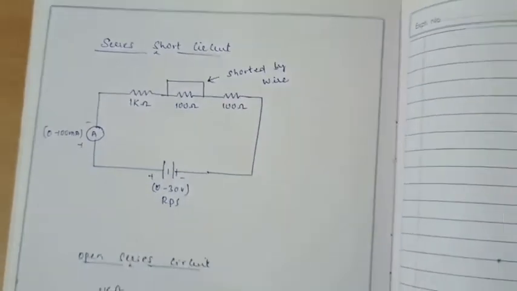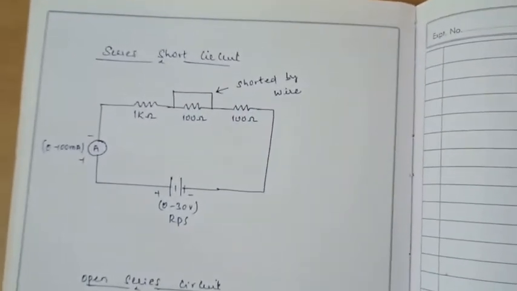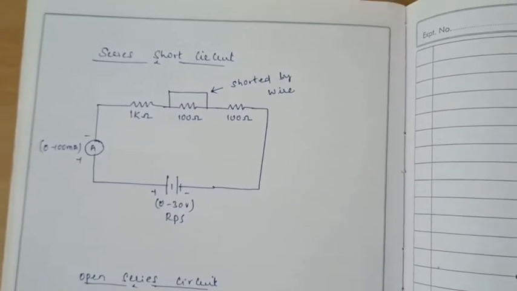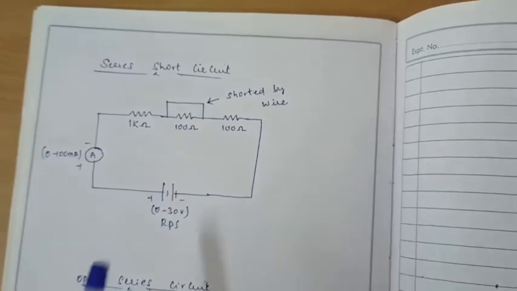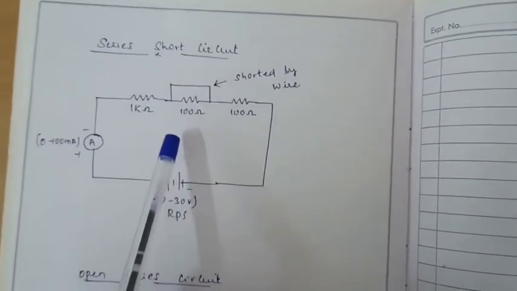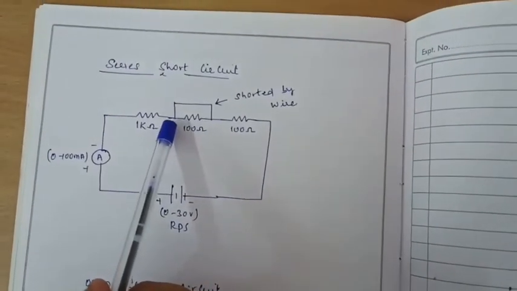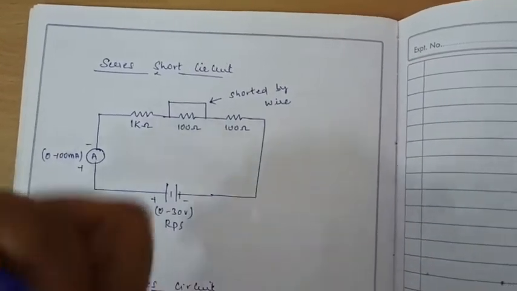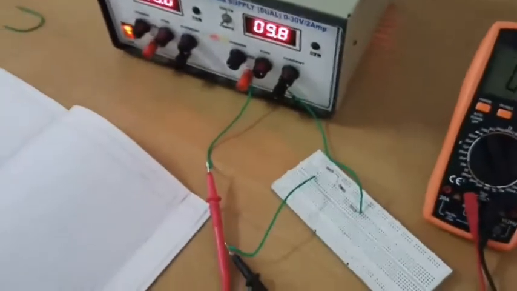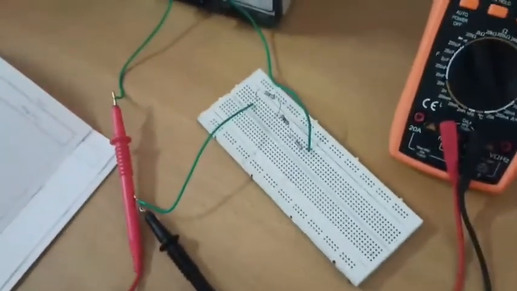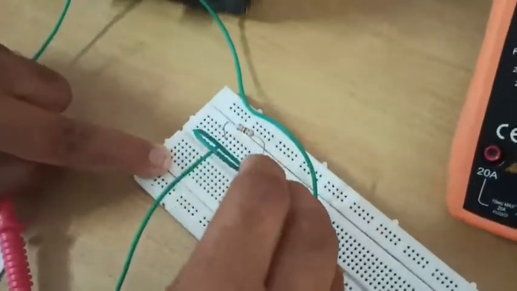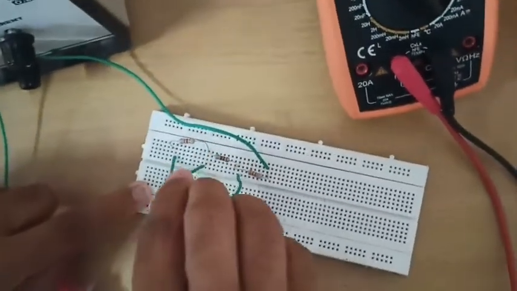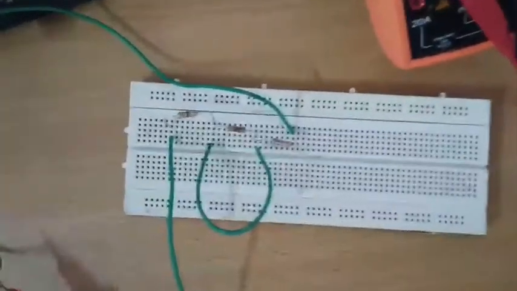The actual meaning of short circuit is when one end of the resistance is connected to another end without connecting to any load, then it is called a short circuit. But in this, what we are doing is just connecting one shorted wire across the second resistor. So let us do the same in the practical part. Switch off the circuit, take one wire and do the short for the second resistor. So you can see here what we have done.